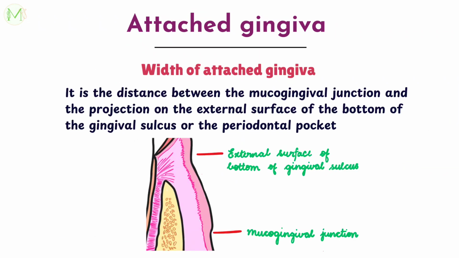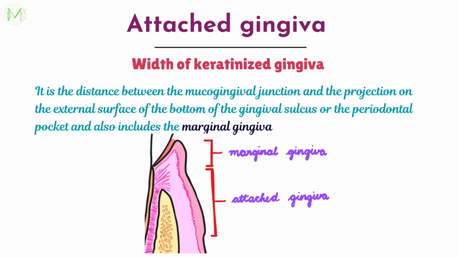Let's see what is width of attached gingiva. It is the distance between the mucogingival junction and projection on the external surface of the bottom of the gingival sulcus or the periodontal pocket. This is an important viva question, and you should not confuse this with width of keratinized gingiva because this can also be a viva question which comes simultaneously with attached gingiva's width.